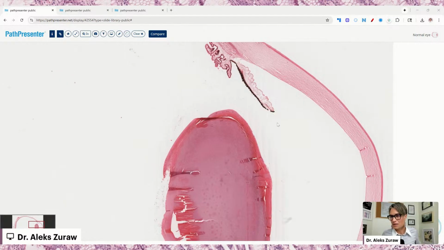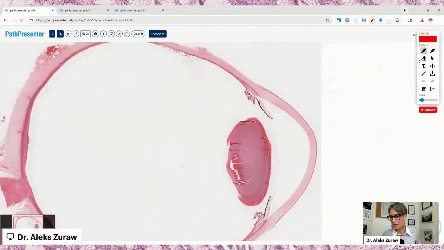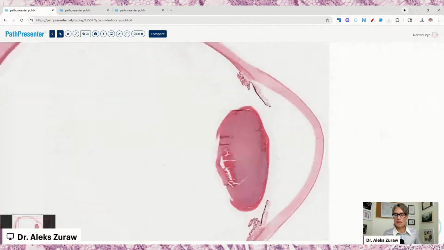So you can see this gap here. We saw this gap already, and it regulates how much light is going into the eye. This is the function of the iris, to either let a lot of light in or let a little bit of light in.